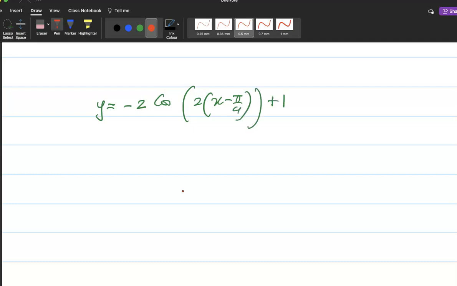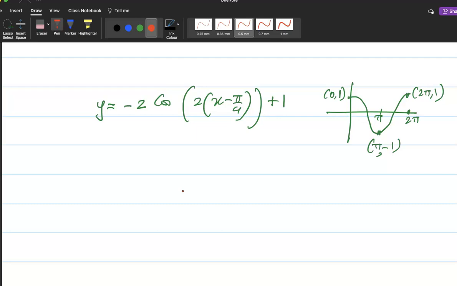Now in the next method, I think of my cos graph, and I just look at the main points. What are my main points? 0 comma 1. This is 2 pi, so this is 2 pi comma 1. Then pi comma minus 1 is this coordinate.